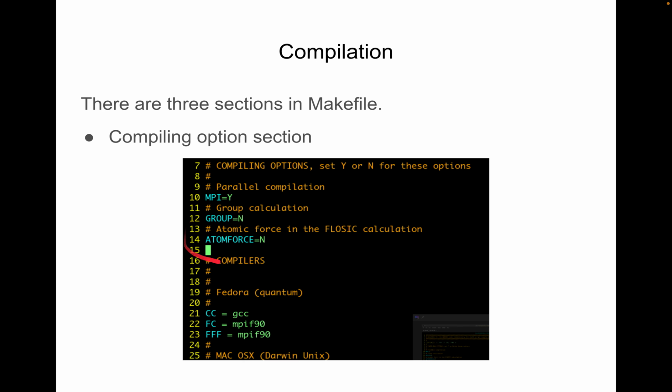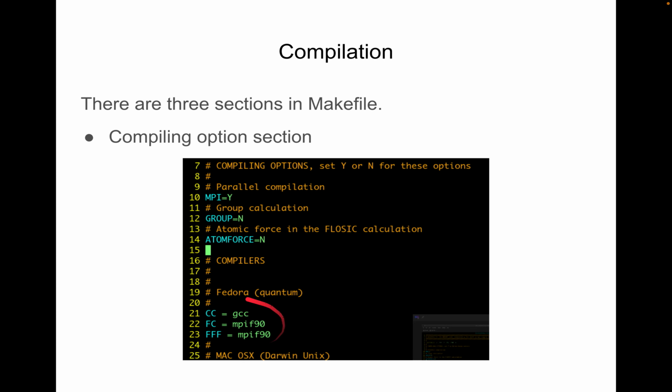The third option here is the atom force. This option is useful if you want to optimize the atomic coordinates and the FOD coordinates simultaneously in the FLOSIC calculation. But since the subroutine related to the atomic force is written serially, unless you want to do the simultaneous optimization, I recommend putting N for this option.